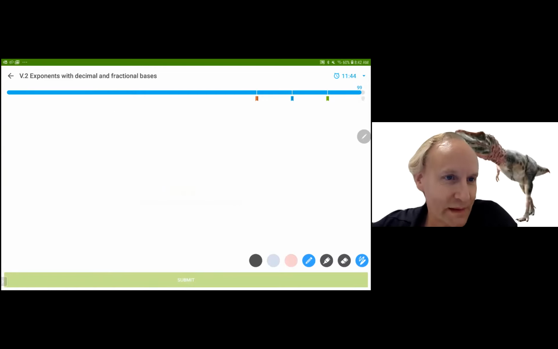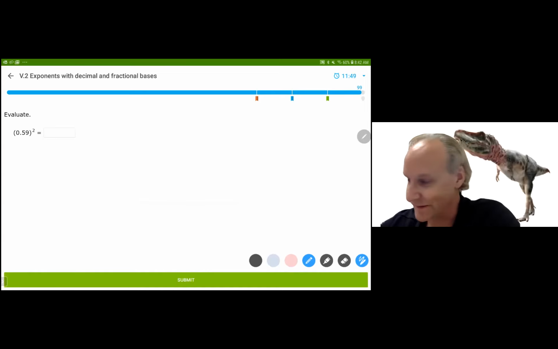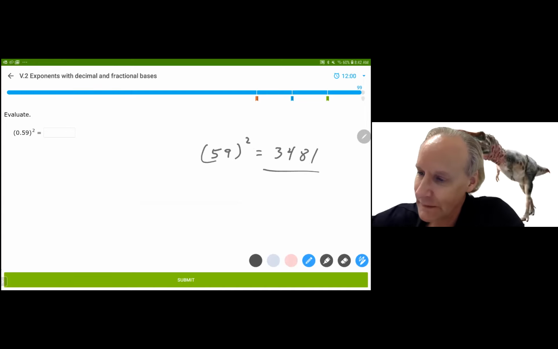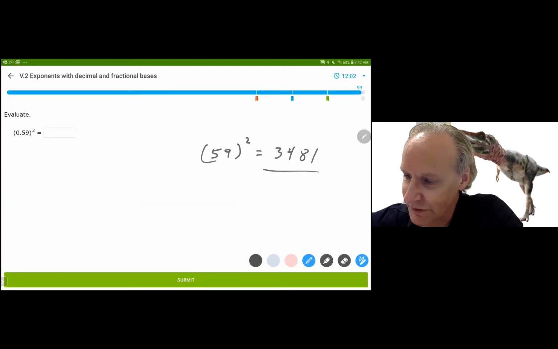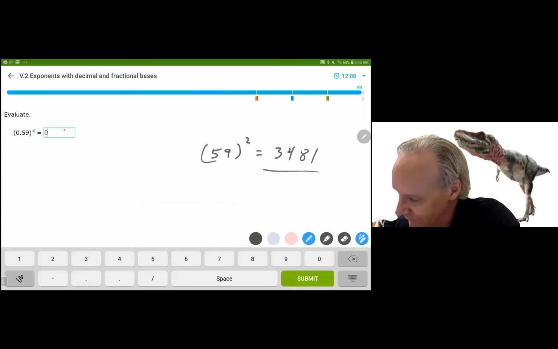One more. And is it an easy one? Not so easy. 59 squared. I know a special multiplication for that. I take the 25 plus 9, which is 3481. There it is. Special multiplication. I'm just going to multiply it just to make sure, because it is my last one. Yep. 0.3481. And that is it.